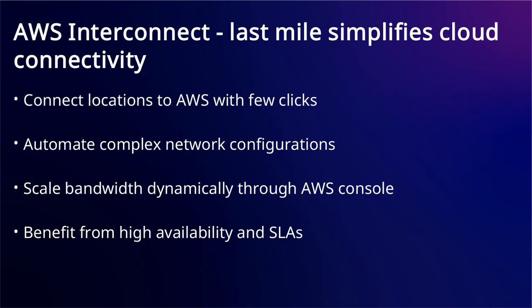Connecting remote locations to AWS has traditionally been complex, requiring partner discovery and intricate network setups. AWS Interconnect, Last Mile solves this by providing a fully managed connectivity solution. You can now connect branch offices and data centers to AWS easily, automate network configurations like BGP peering and VLAN setup, scale bandwidth from 1 to 100 gigabits per second as needed, and rely on high availability with SLA support. This streamlined approach significantly reduces the time and complexity involved in establishing secure, private connections to AWS resources.